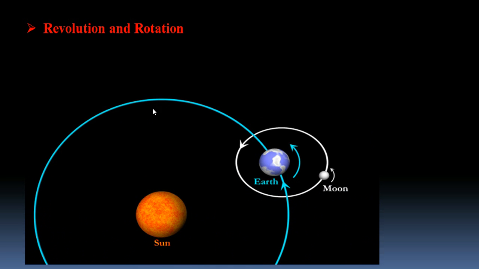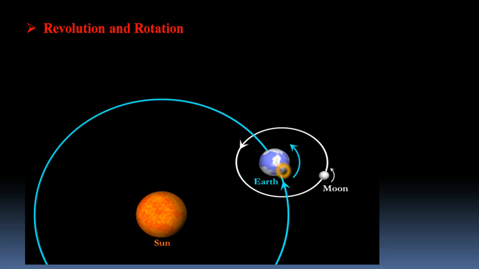A similar case is when earth revolves, when earth moves around the sun. You know that earth moves around the sun. So earth is moving around some object, the sun. That is revolution, because I told you that when one object moves around some other object, that is revolution. In fact, you know that moon also moves around the earth. So moon again is moving around some other object. That is also revolution.